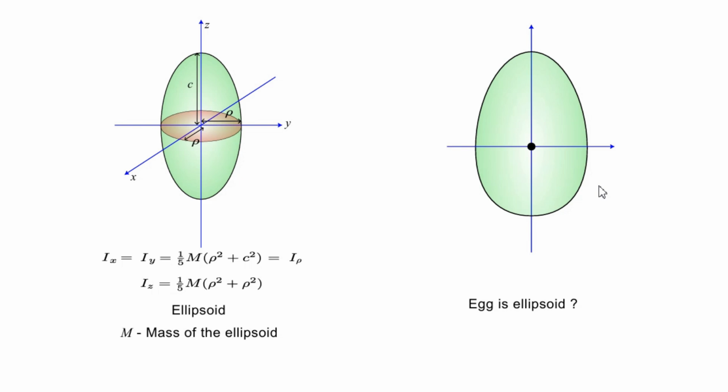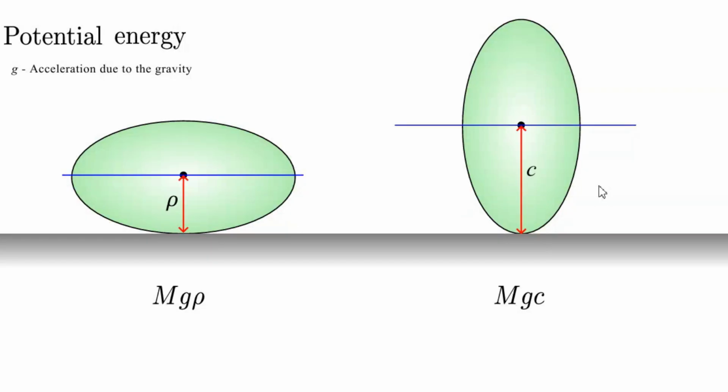So first let us talk about the potential energy. What we can see is that when the egg is in horizontal position, its center of mass is at lower height above the table surface. So in that condition, its potential energy is going to be lower, let us say mg rho, and when it is in vertical case, we will have potential energy mgc. That's how we can say that when it is not rotating, it will prefer horizontal orientation, so that we have minimal potential energy.